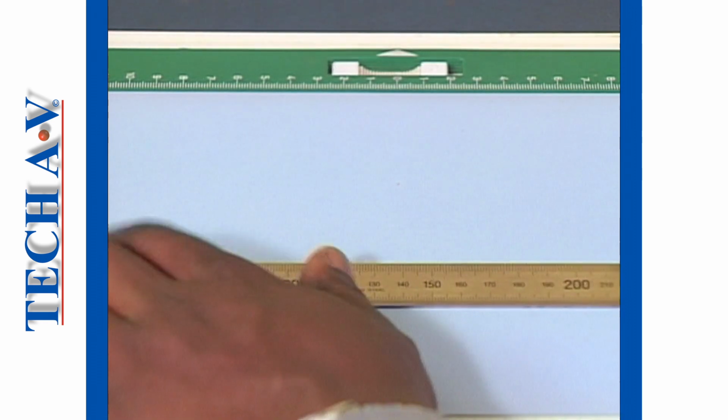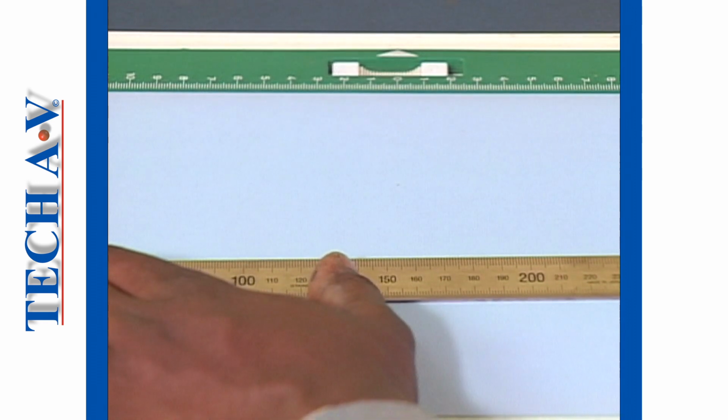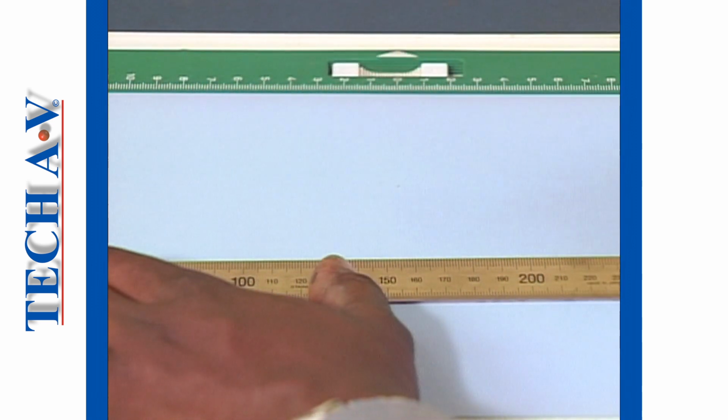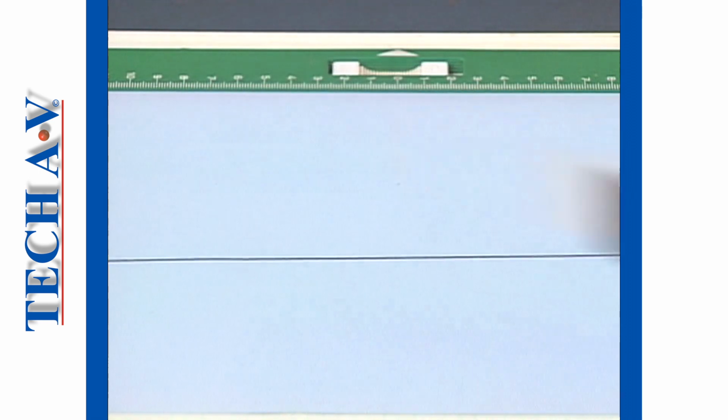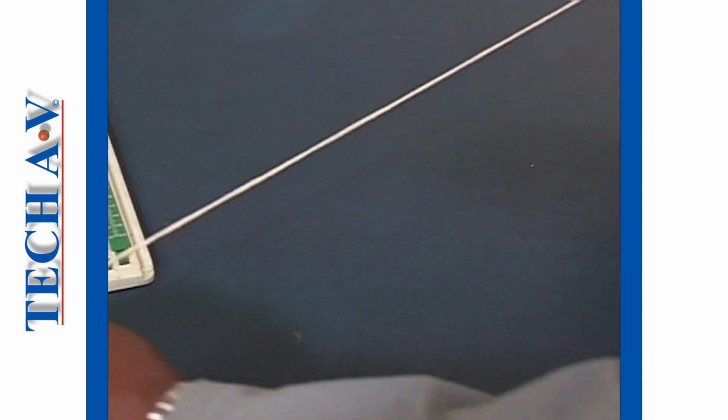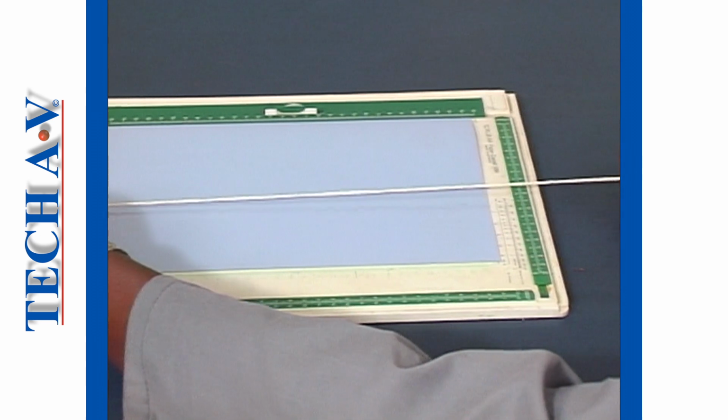Another word we use is the word straight. By drawing a line against the straight edge of this steel rule, we have a straight line. This piece of string is not straight, but if we stretch it tight, it will become straight.